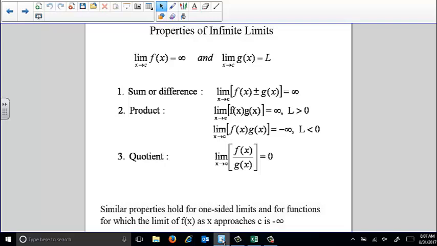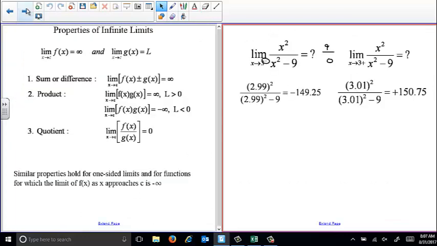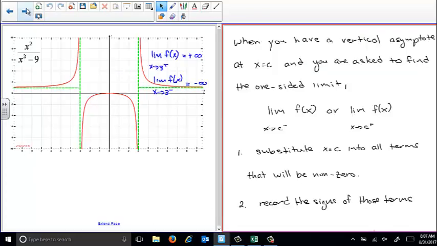Now this is the one I don't understand, because this is infinity and this is a number. So infinity over a number should be infinity. So I don't know why it says 0. I don't agree with that, so I have to check that out. There's really no place that we actually use this that I know of, but it's in the book, so we're going to cover it.